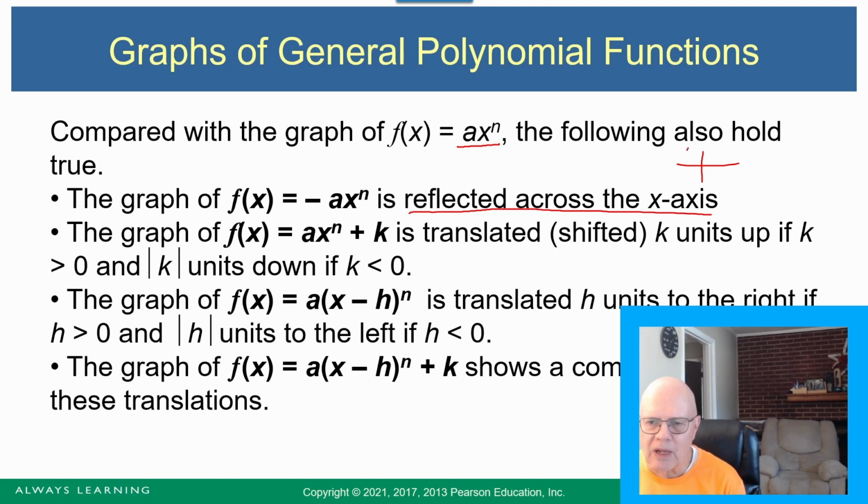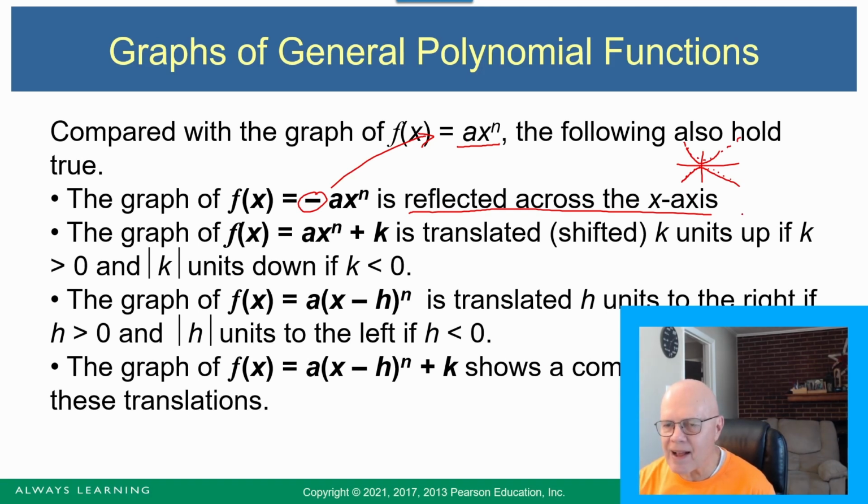So for example, this would turn into that with a minus in front of that. And if you have this to begin with, then you end up with one that looks like that instead. Whichever side of the x-axis it is, it's going to be flipped. Next, that's the reflection, because of that minus sign in front of here.